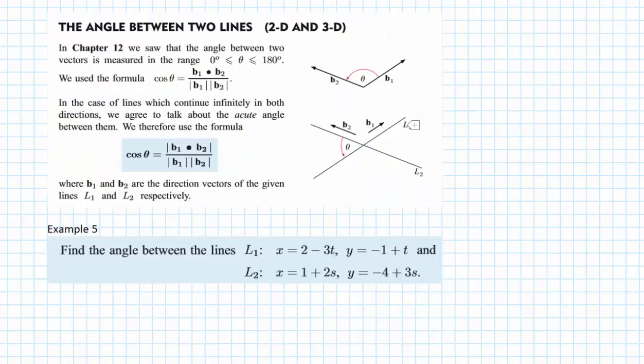We can also find our angle between the vectors. The formula is the same. The only difference here is that notice it says acute angle, which we've been asking about. We always want to find that acute angle, so we'll take the absolute value of the dot product.